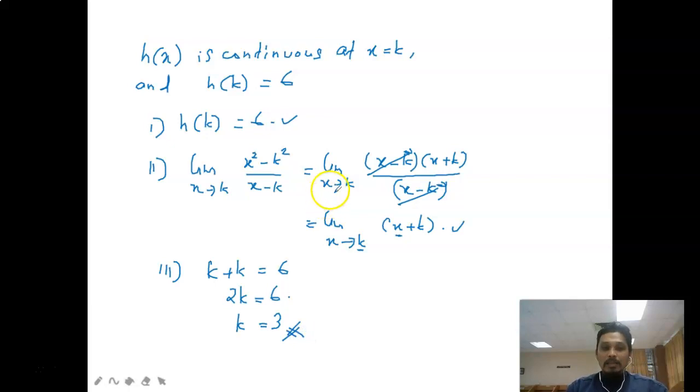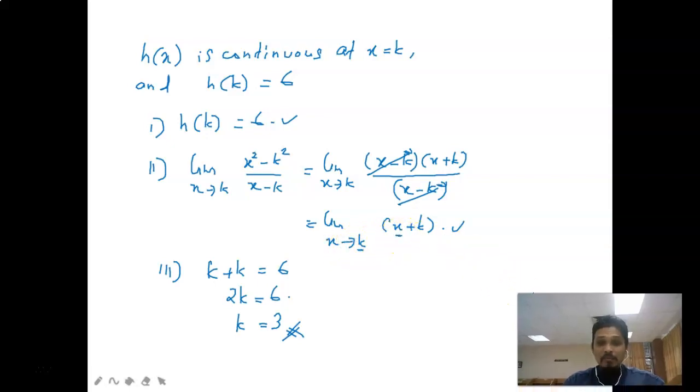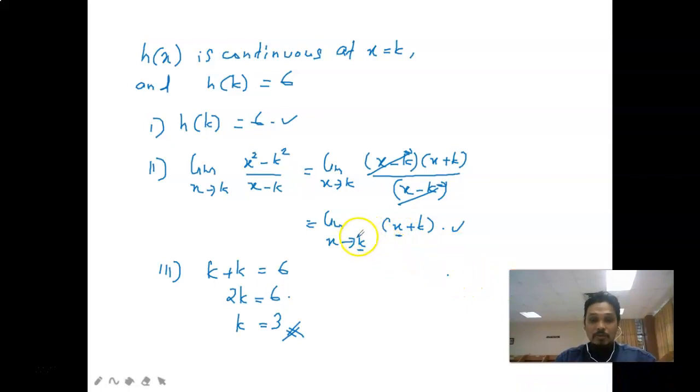Okay, this means that x is approaching k for this function. It's not that x is exactly equal to k, but we just assume that the value of x is k for a while. So k plus k equals 6, then we get k equal to 3.